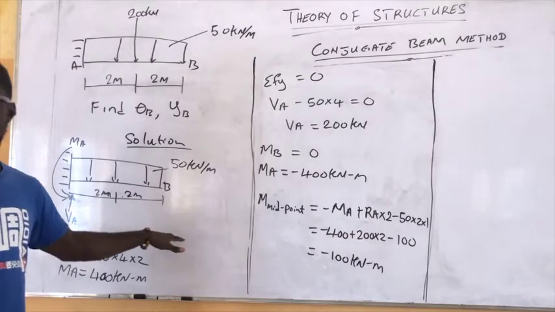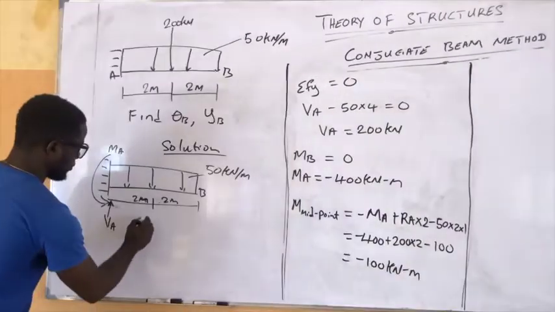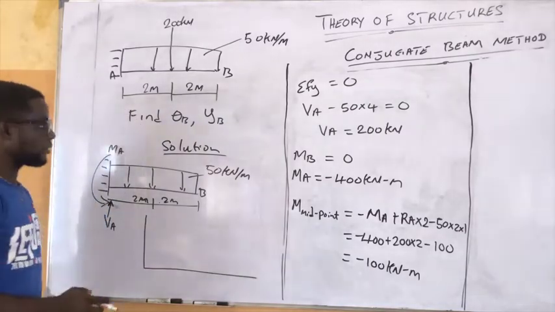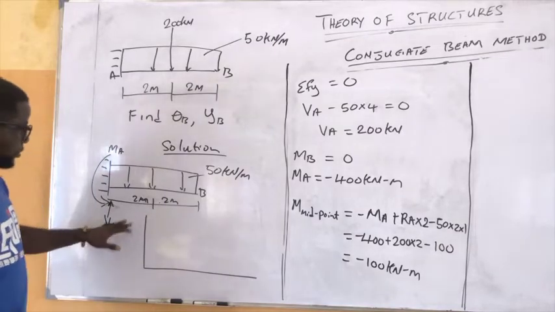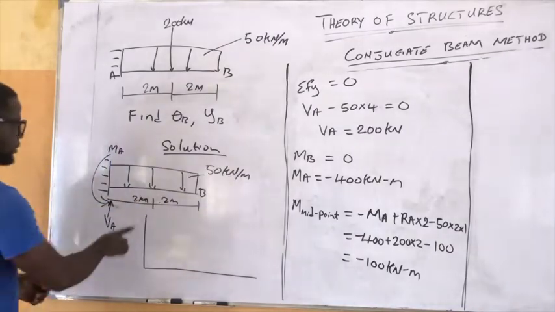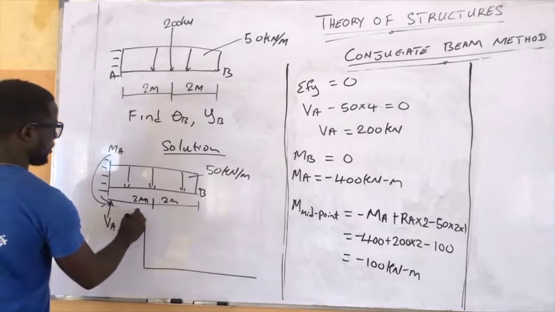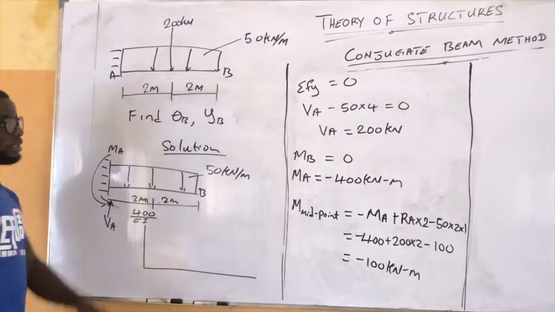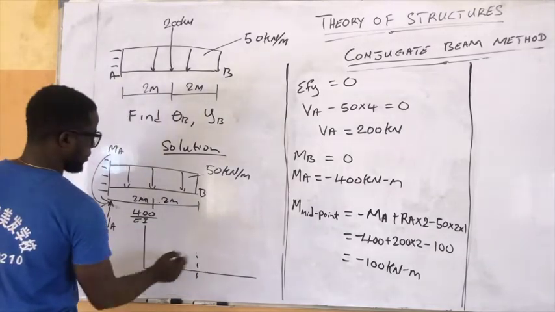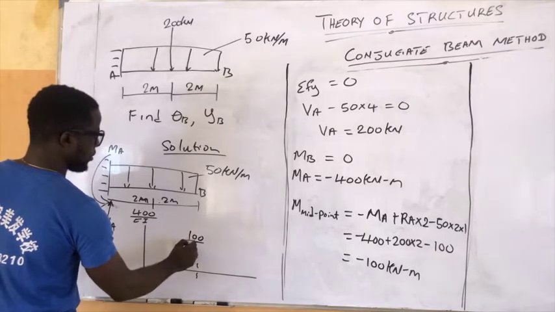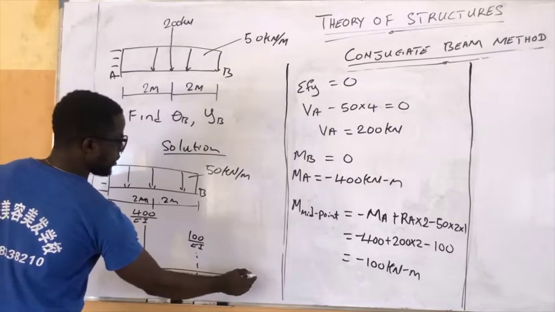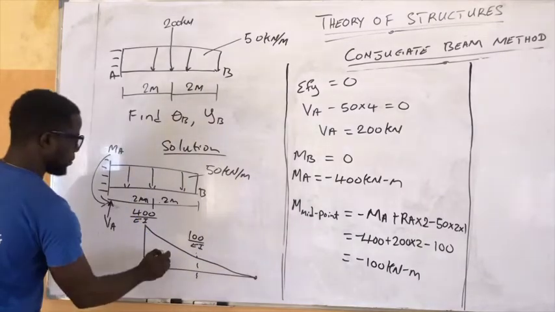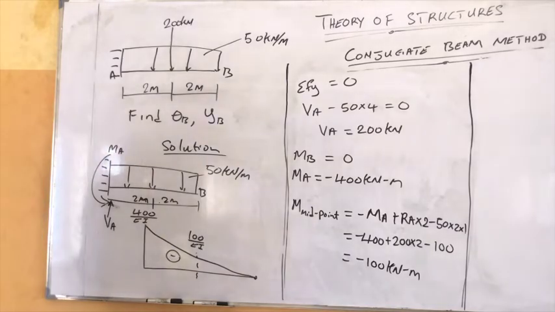Next is for me to draw the bending moment. At MA we have 400, so we have 400 over EI. Then at the midpoint we have 100 over EI. And we have 0 here. So it's going to be in this manner. It is a negative bending.